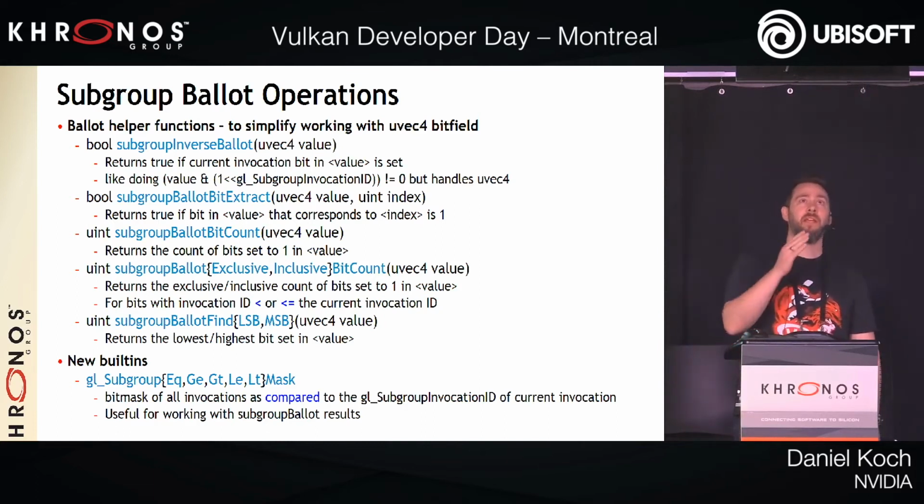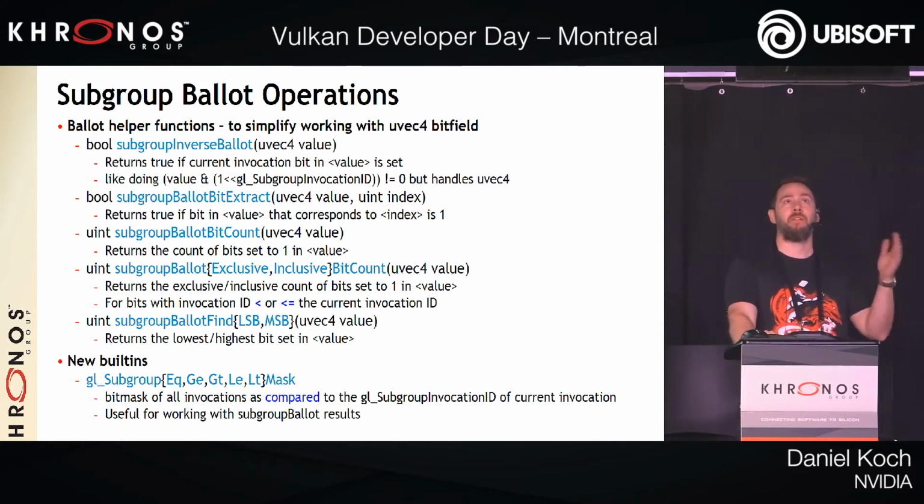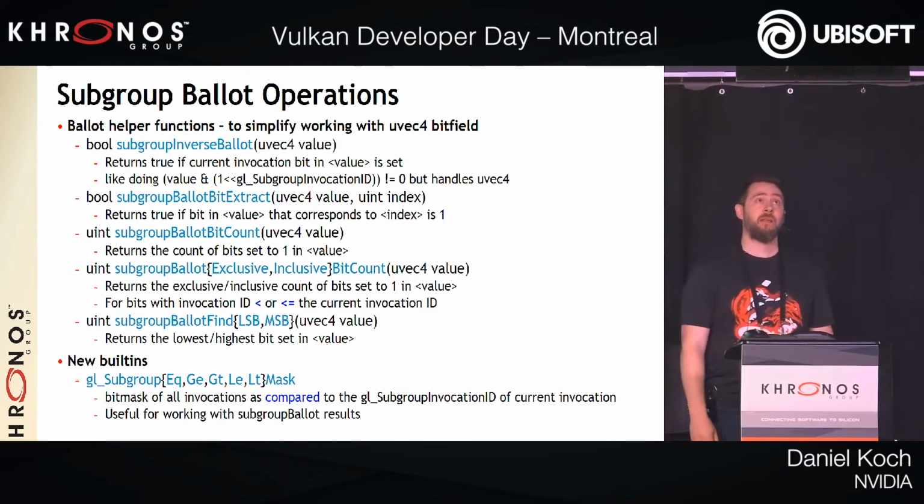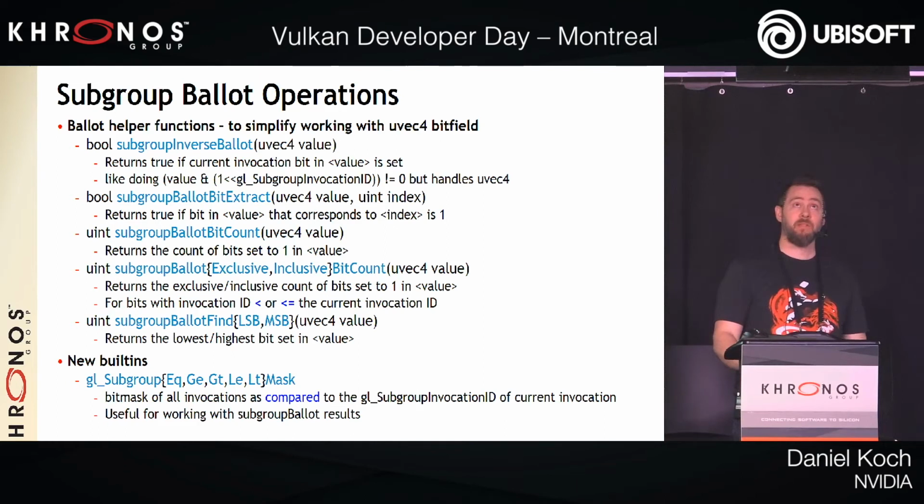You can also do exclusive and inclusive bit counts. Those are just like the add operations. They include the lower ones or the lower ones and itself. So if you want to calculate how many invocations below me evaluated true, you can figure that out. And finally, there's subgroup ballot find LSB or MSB. Subgroup ballot find LSB is basically going to give you the same as subgroup elect. And MSB, maybe you want to know the highest thread for some reason. Just some other helper functions.